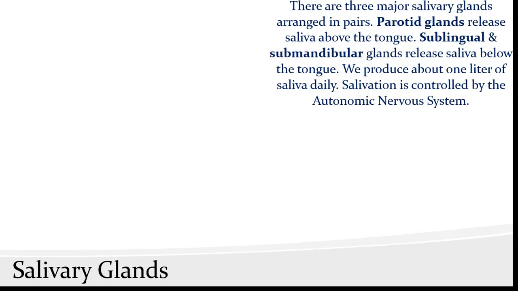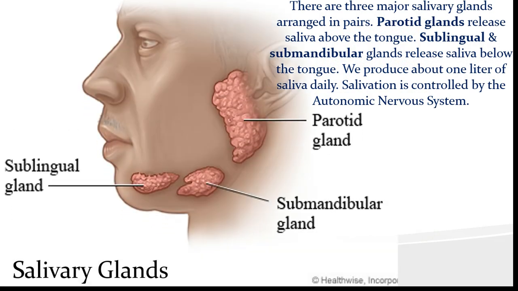All right. Let's see. Our salivary glands are also part of the process. That would be the chemical part, right? So let's take a look. There are 3 major salivary glands arranged in pairs. We have the parotid glands. Let's see what our picture looks like. Here we go. The parotid glands are back here. I'm going to talk about that in just a minute.